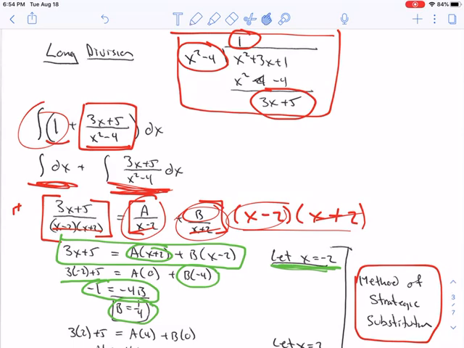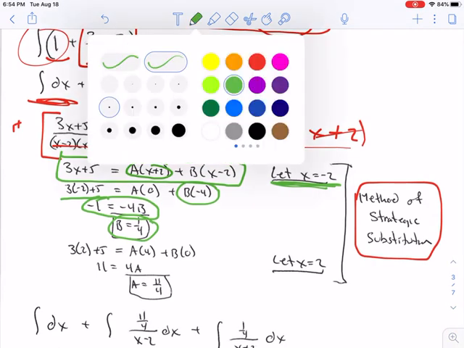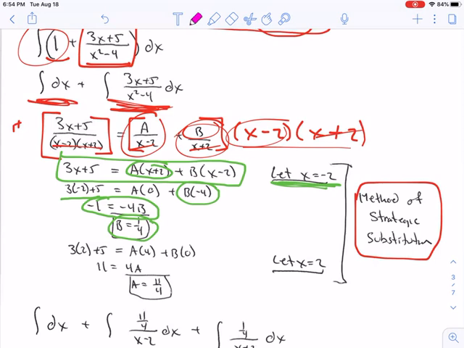Then we do the same thing to solve for A. Let's let x be equal to positive 2. When we let x be equal to positive 2, in this term here we end up with a 0. In this term here, we end up with 4 times A. And over here, we end up with 11. So we get 11 equals 4A, or A is equal to 11/4. This is a little bit easier in this case.